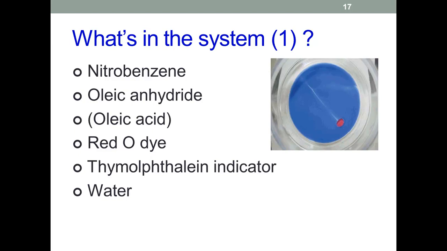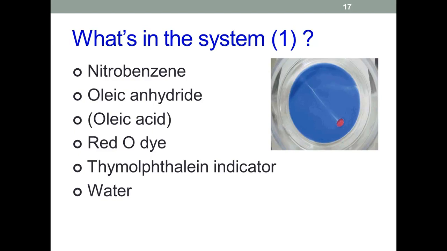It's red because it's had a dye added to it, the dye Red O, which is an azo dye. Also in the little nitrobenzene droplet is some oleic anhydride. Again, I will explain what this is in a later video, but for now what we need to understand is that this single substance, oleic anhydride, when it comes in contact with water, which it does at the boundary between the nitrobenzene and the water, will hydrolyze into oleic acid. Oleic acid is a fatty acid, and this hydrolysis of oleic anhydride to oleic acid has two consequences.